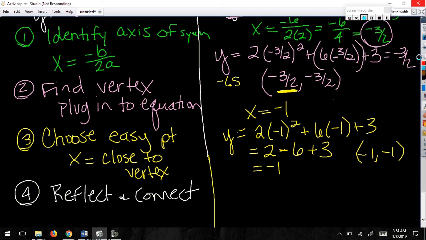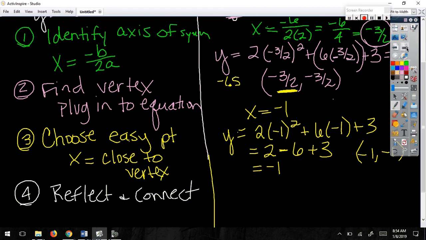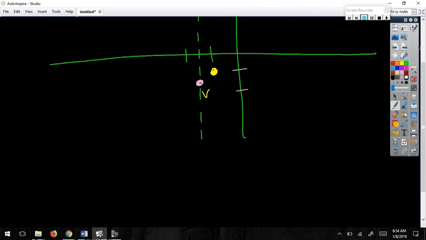I will probably say some of the dumbest things that help you remember, because that's how I remember stuff. It's quirky little silly things. Reflect and connect.